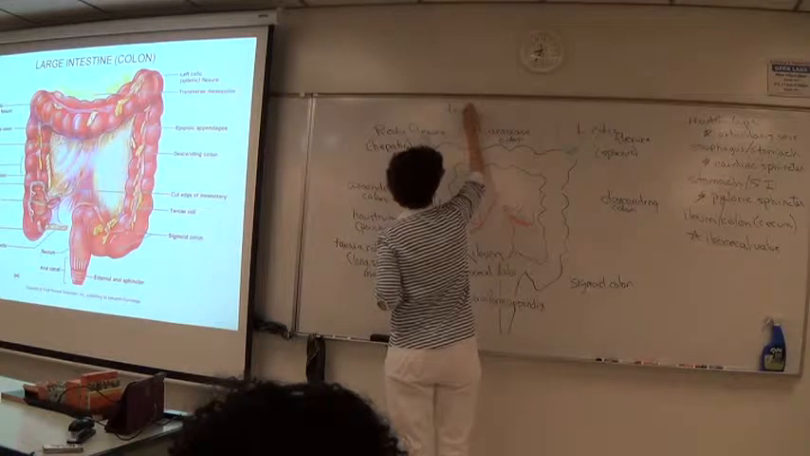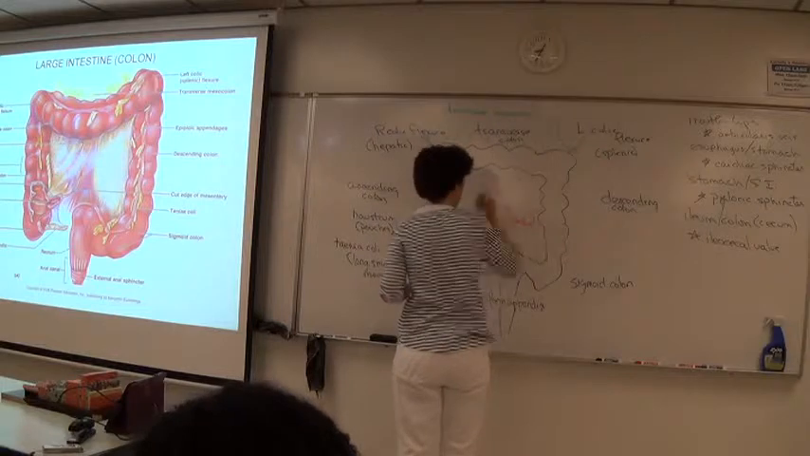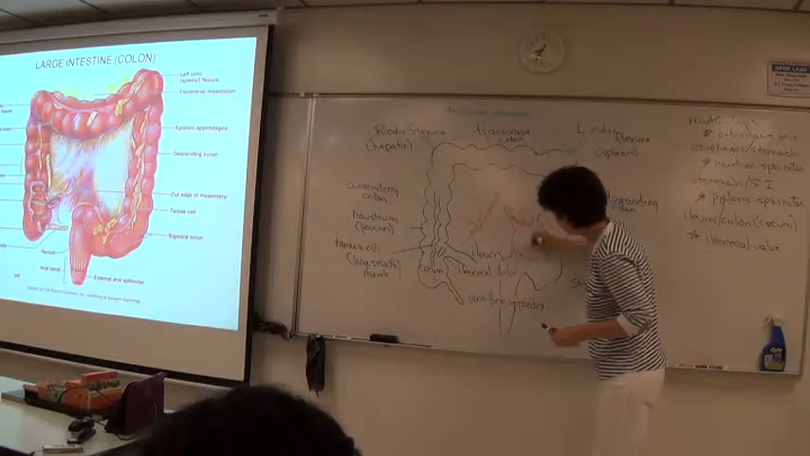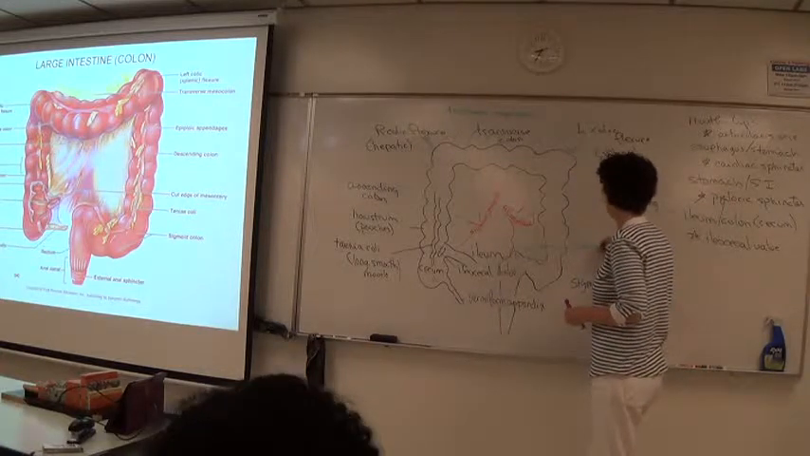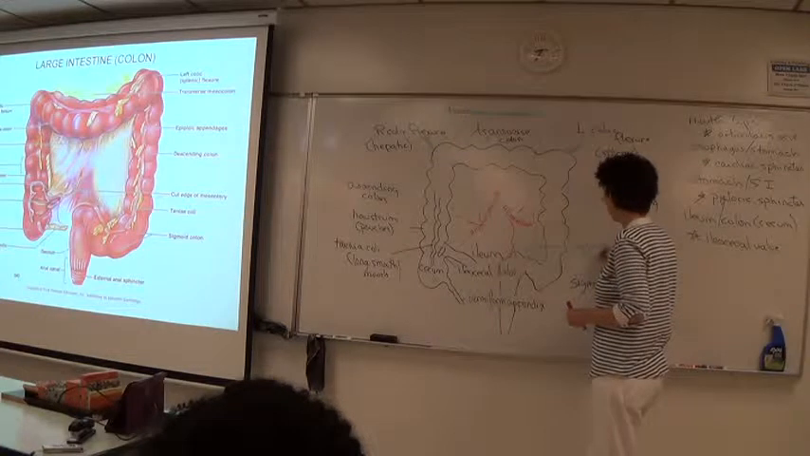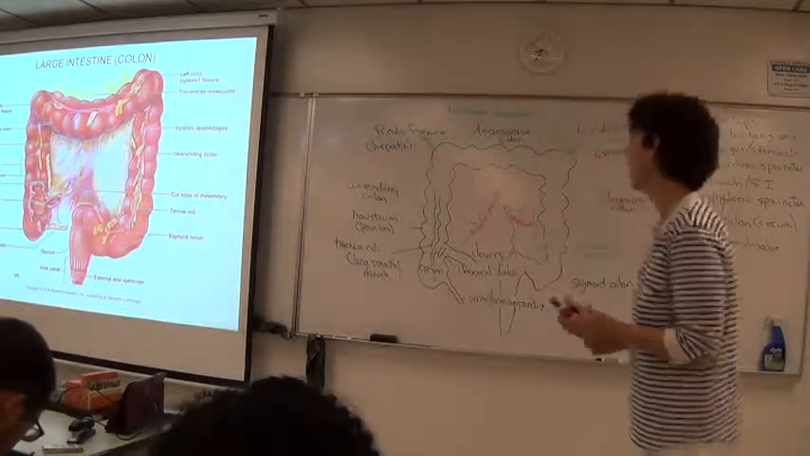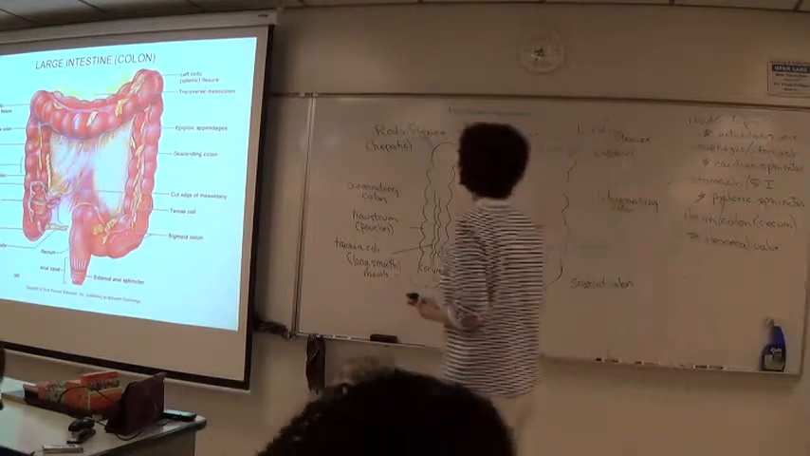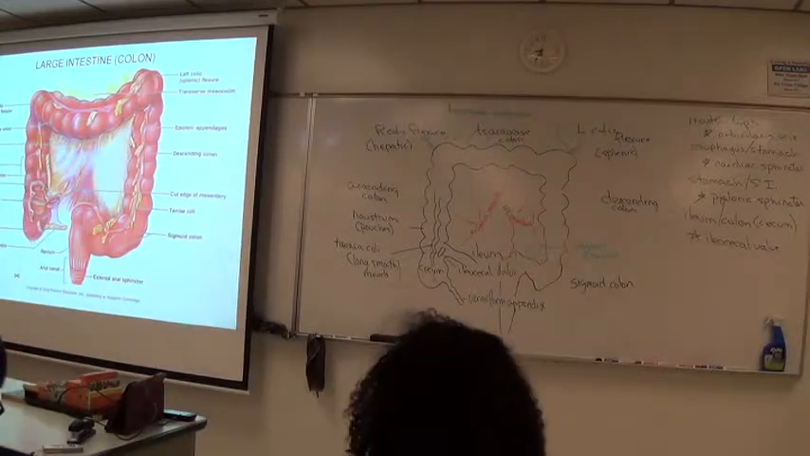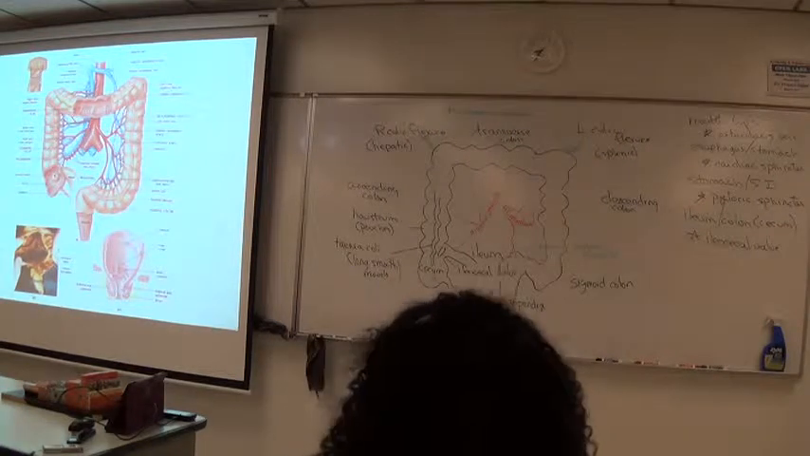So this is our transverse mesocolon. And then we have a sigmoid mesocolon. That's not on your lab list because it's just really difficult to find a structure that illustrates it very well. There's the blood supply, drainage.